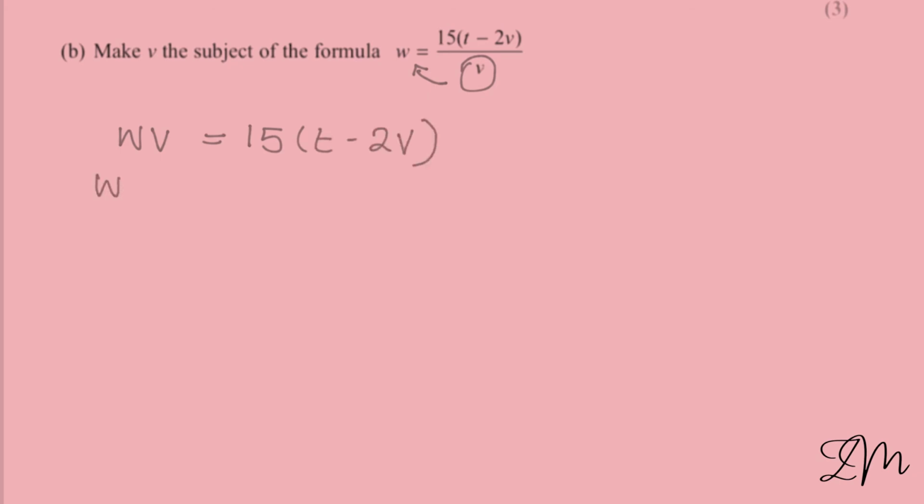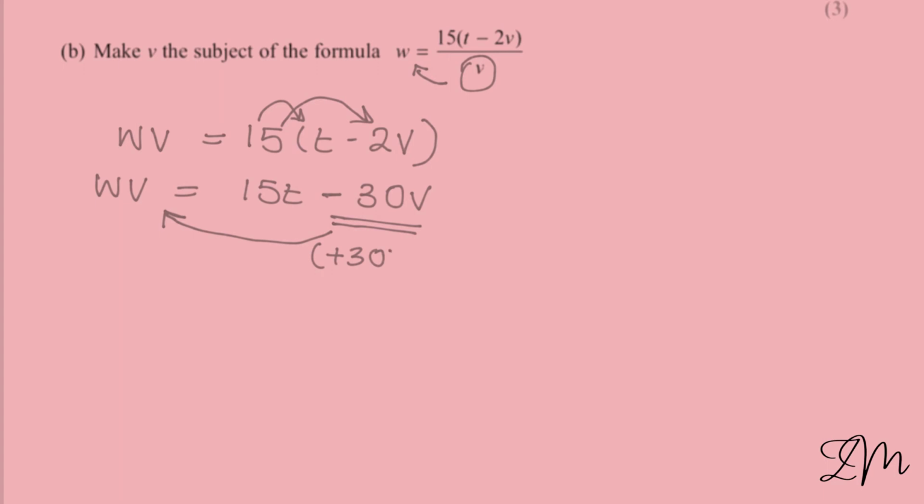Now we're going to open out the brackets. 15 times t, 15 times minus 2 gives us 30v. So we want all the v's on the same side. So we're going to move this onto this side. So we're going to add 30v onto both sides. So we'll get wv plus 30v equals 15t.